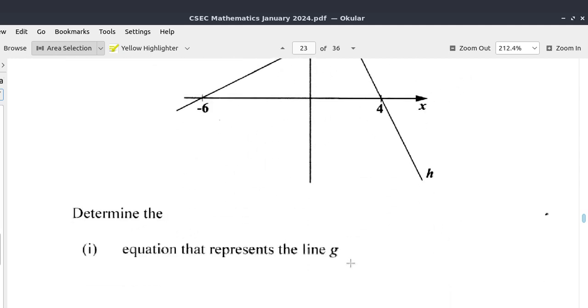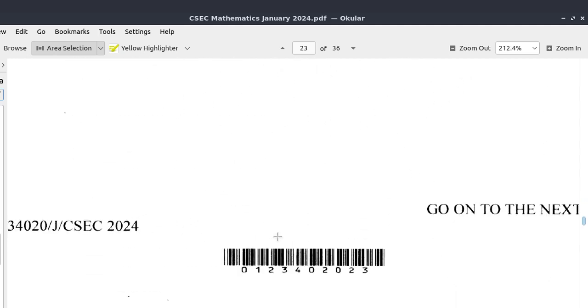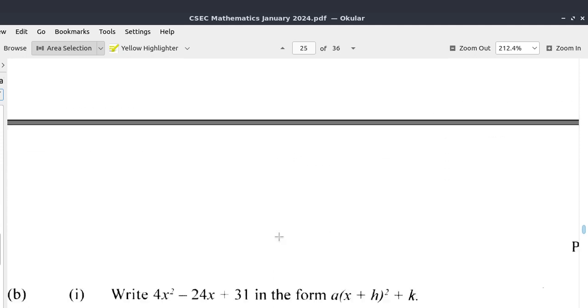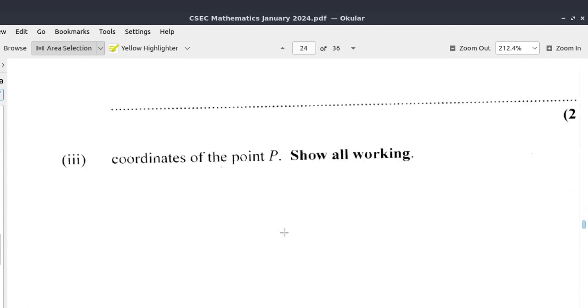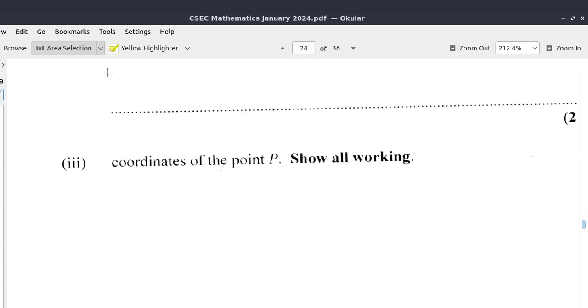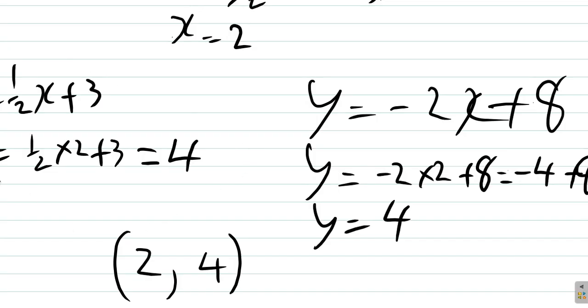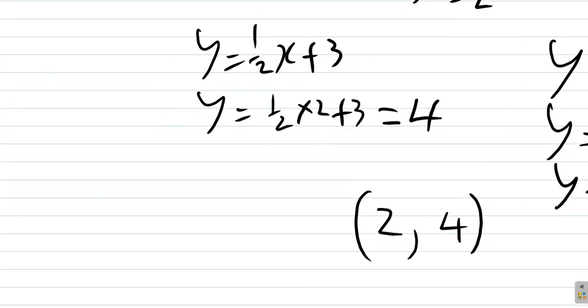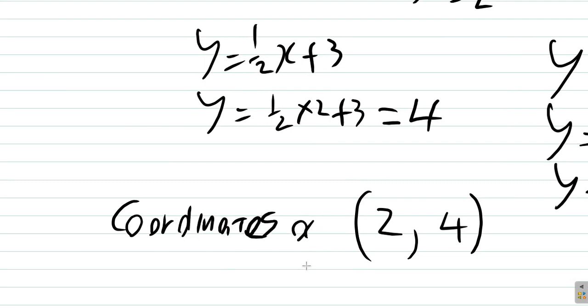So here, the coordinates of P would be (2, 4). So remember the proper way to write coordinates is that. So you say the coordinates of P would be (2, 4).